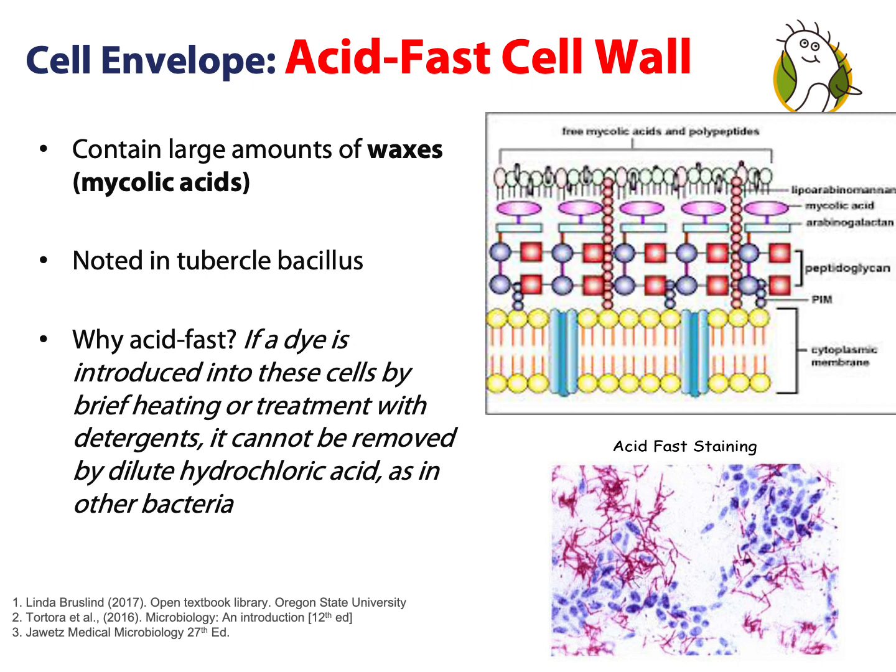So why is it named acid-fast? Because, class, if a dye is introduced into this cell by brief heating or treatment with a detergent, it cannot be removed by dilute acid. But when we do that in simple organisms like E. coli and Staphylococcus, then these organisms will be stained, as you say, for your primary stain.